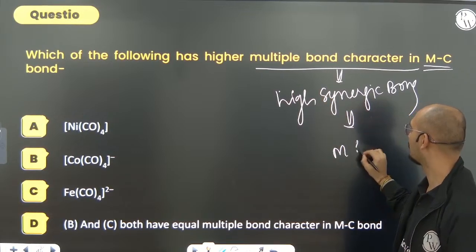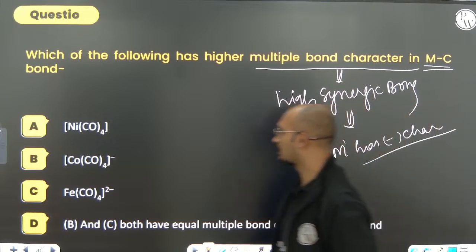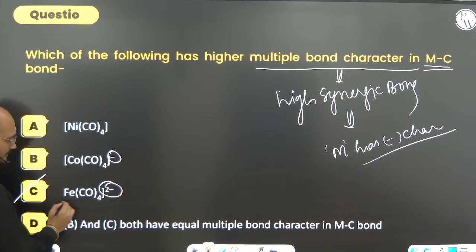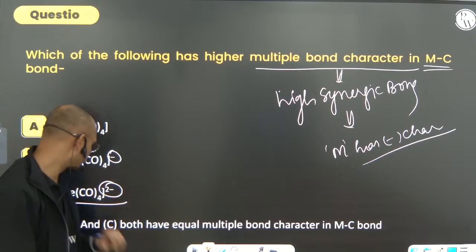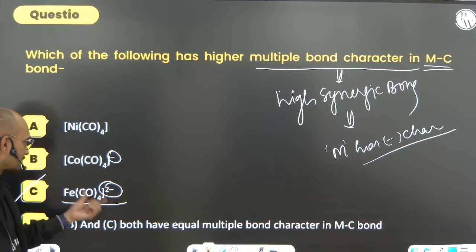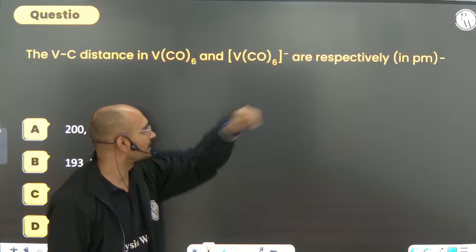When the metal has a negative charge. Is there any negative charge? Yes, negative charge of -2 and -1. The maximum is here, so option C. B and C both have equal multiple bond character? No, C has more multiple bond character. The reason being the higher negative charge. Any doubt? Next.